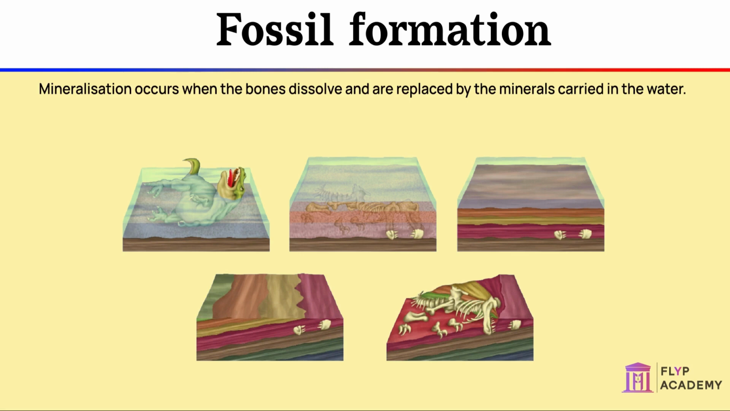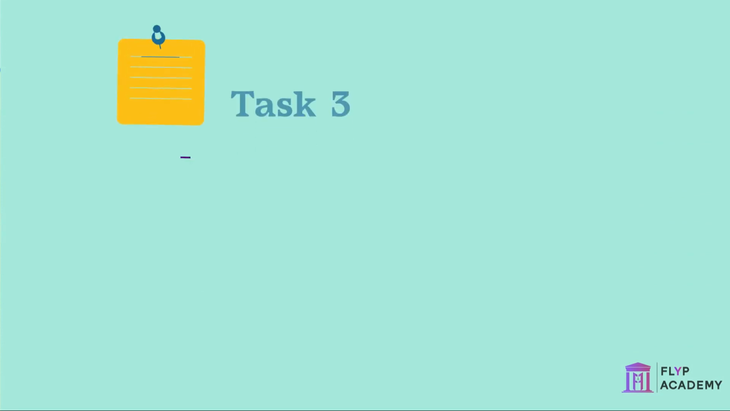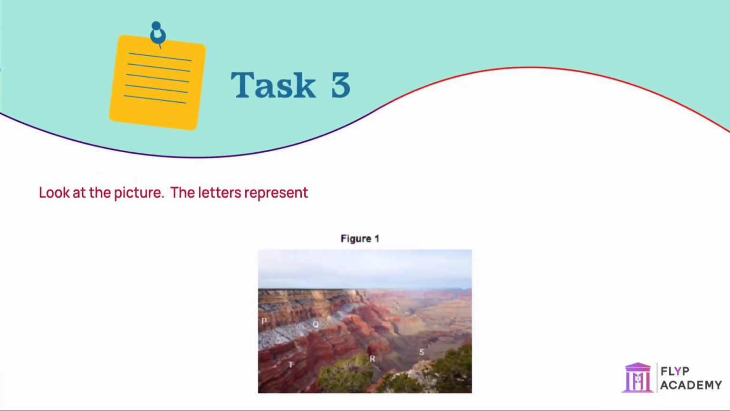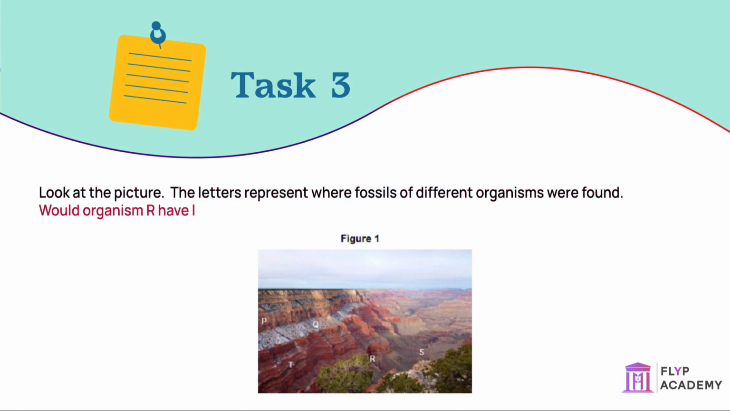The fossil record is when the fossils are grouped and put into order. The age of the fossil can be estimated using analysis of the rock and by using the idea that the deeper layers of undisturbed rock are the oldest. Task: look at the picture. The letters represent where fossils of different organisms were found. Would organism R have lived earlier or later than organism P? Organism R would have lived earlier than organism P because its fossil was in a deeper layer of rock that would have formed before the rock that contains fossil P.